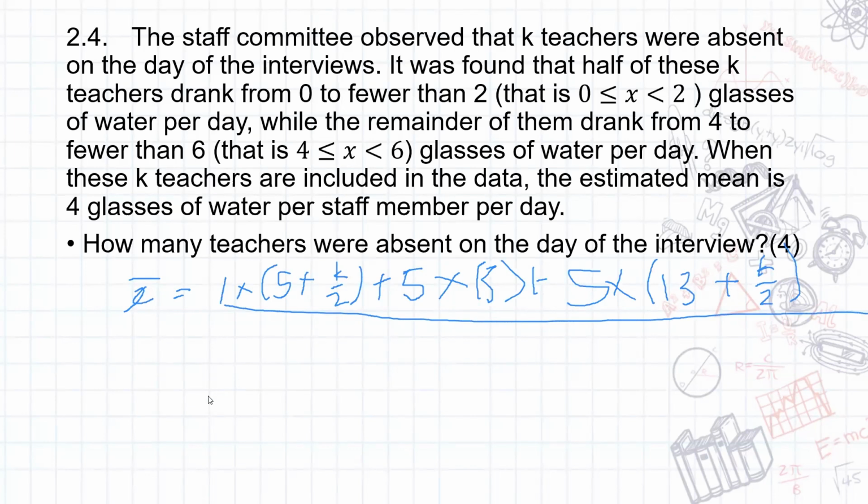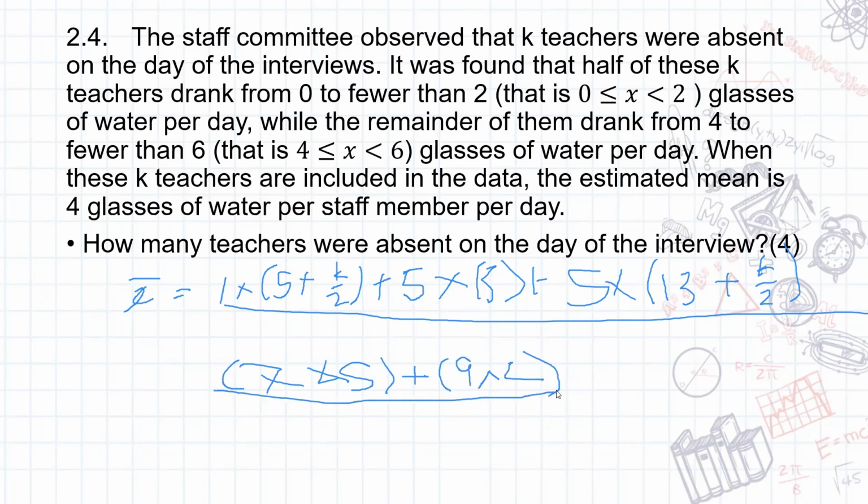I'm just going to continue on the next line because there's still some more. Then in the category between 6 and 8, that midpoint is 7. And there were 5 teachers who did that. And then in the category between 8 and 10 glasses, the midpoint is 9. And there were 2 teachers who drank that. And then this is all over the original 40 teachers that were interviewed, plus the extra K teachers that were interviewed at a later stage. And all of this is equal to an expected mean of 4 glasses per day. So we're told that the mean is 4.